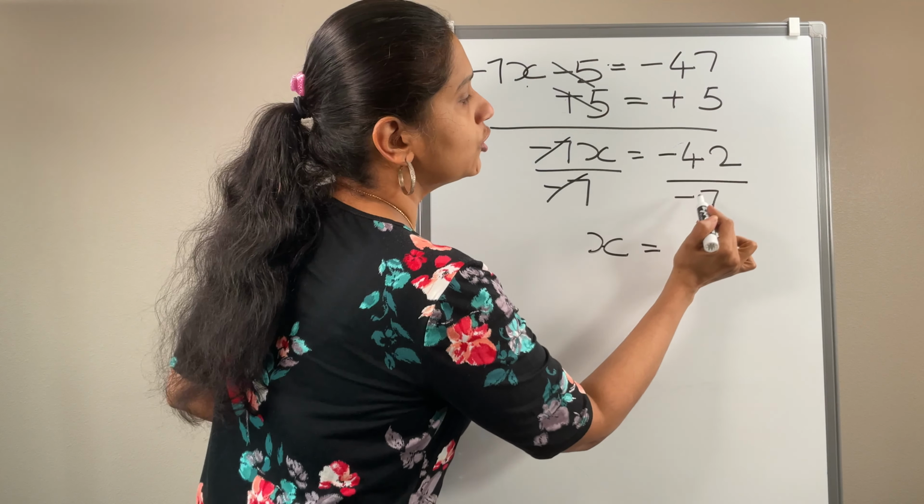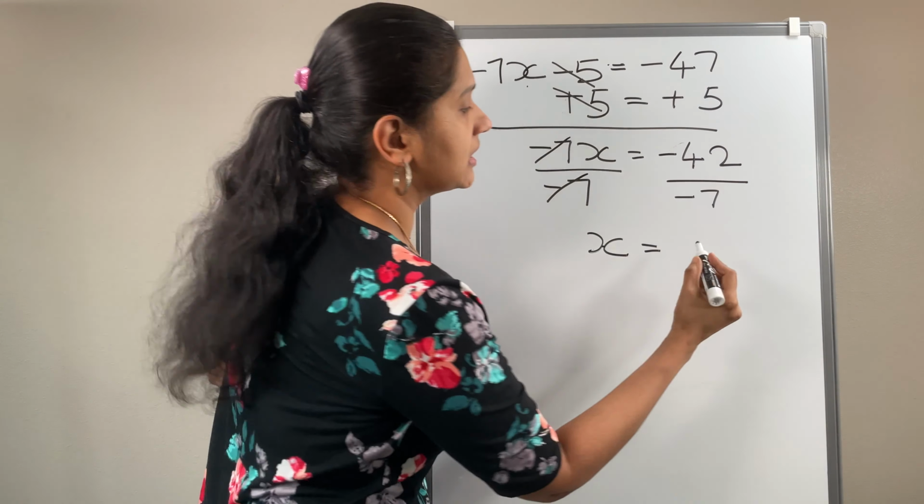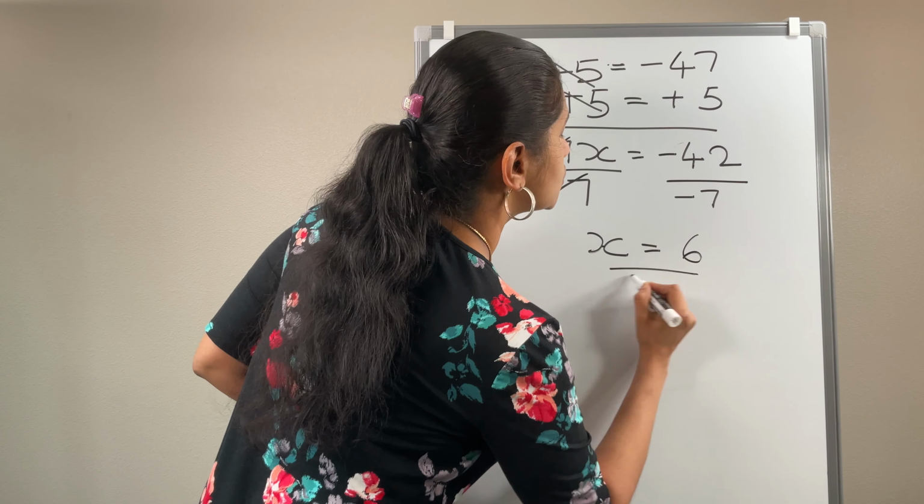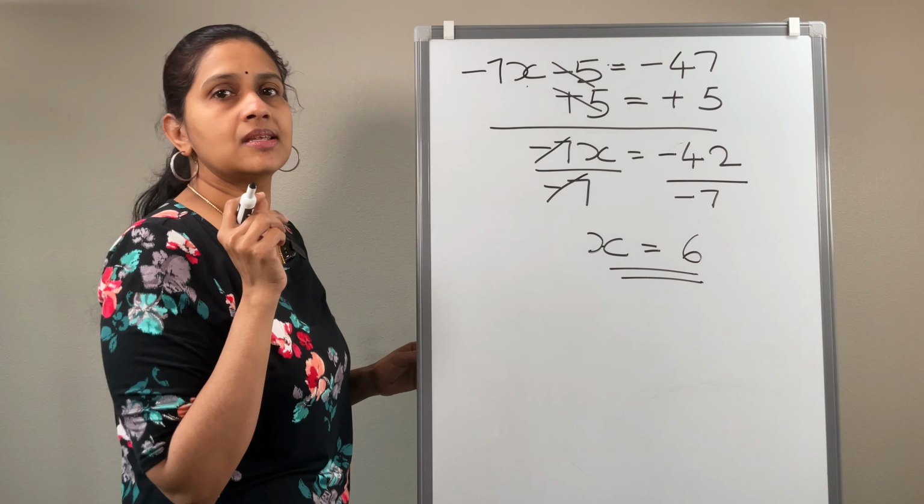Now what is negative 42 divided by negative 7? That is going to be equal to 6. So x equal to 6 is the solution.